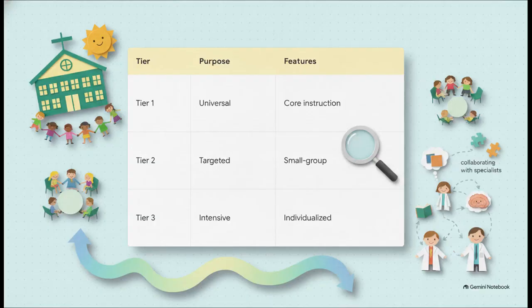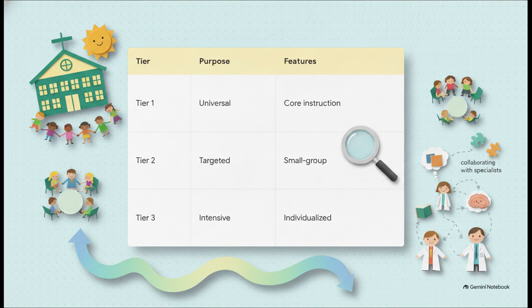Now, what's really interesting about this is how these 3 tiers actually break down. Tier 1 is universal. This is your strong, high-quality foundational core instruction for literally everyone. Then there's Tier 2, which is targeted. This is where you bring in small group interventions, maybe some extra time and targeted evidence for students who just need a quick boost. Finally, Tier 3 is intensive. These are highly individualized interventions that usually mean collaborating with specialists.